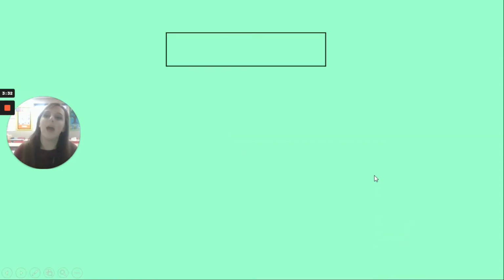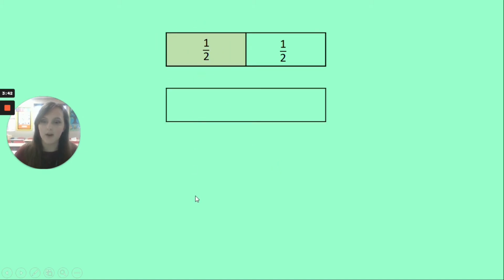Fantastic. Okay, so here is another bar model. I've split it into 2. Now I have 1/2 on either side, 2 halves altogether. I'm going to shade in the first half.